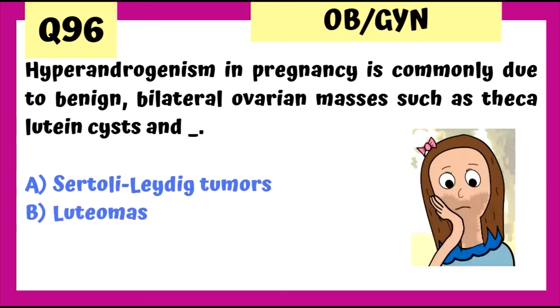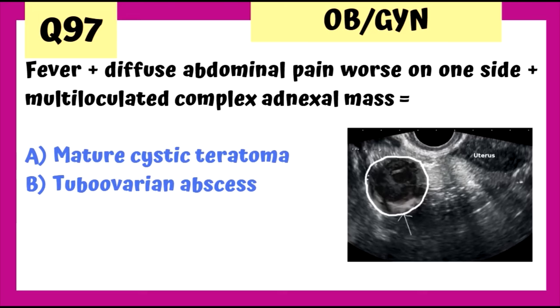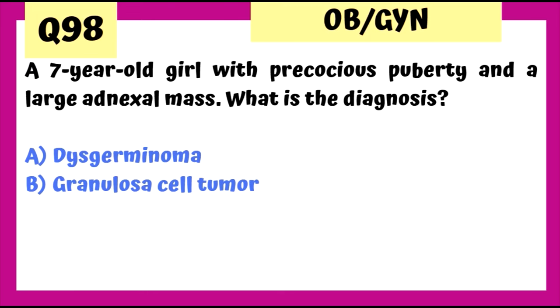Question 96. Hyperandrogenism in pregnancy is commonly due to benign bilateral ovarian masses such as theca lutein cysts and luteomas. Question 97. Fever and diffuse abdominal pain worse on one side. A multiloculated complex adnexal mass is a tubo-ovarian abscess. The patient is often going to have fever because there's an infection, and this is the tubo-ovarian abscess.